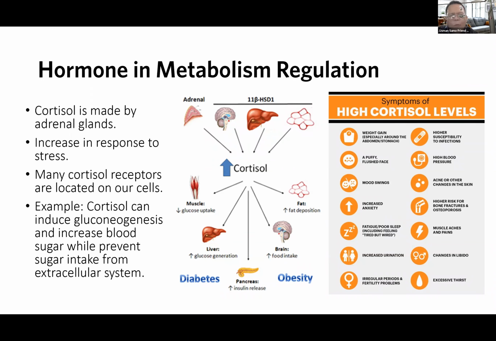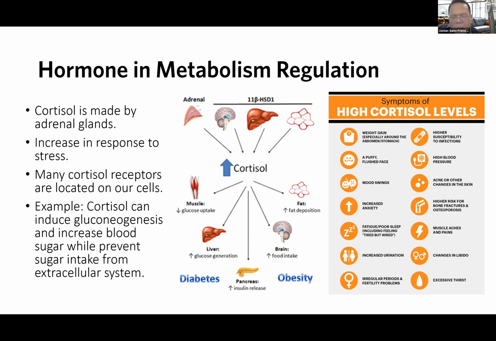Now let's move to hormones in metabolism regulation. This is also very interesting. Cortisol is made by the adrenal gland. Cortisol increases in response to stress. Many cortisol receptors are located on our cells. An example is that cortisol can induce gluconeogenesis and increase blood sugar, while preventing sugar intake from the extracellular system.